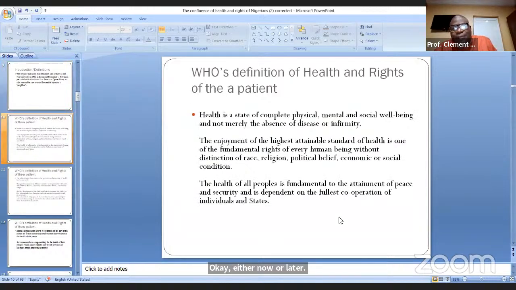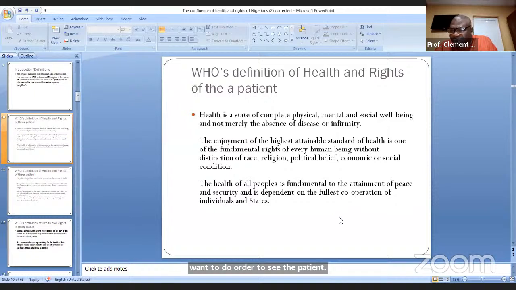Now let's look at the definition of health and rights of the patient. We need to listen to some of this. Health is a state of complete physical, mental, and social well-being, and not merely the absence of disease or infirmity. Which means, for example, if I operate on a patient as a surgeon, and somehow I mentally torture that patient, I don't come to do ward rounds to see the patient, I've done the operation quite all right.